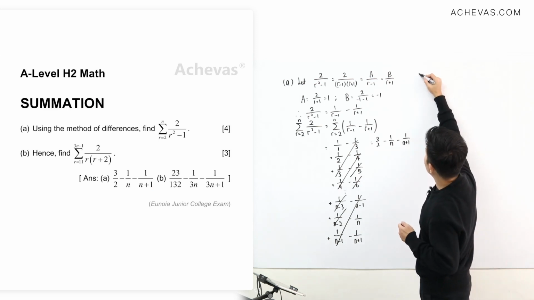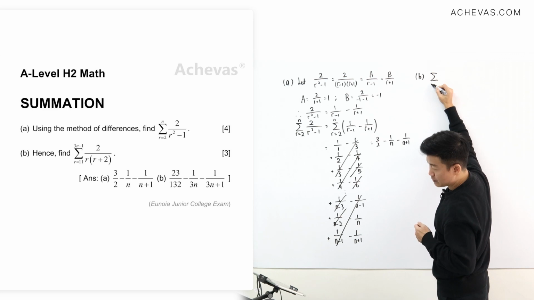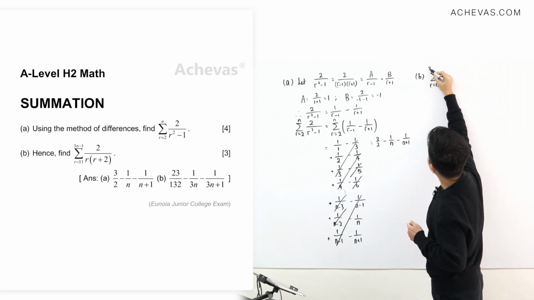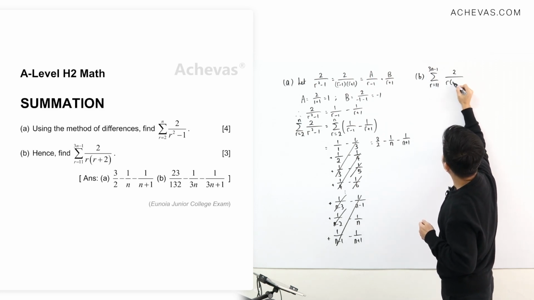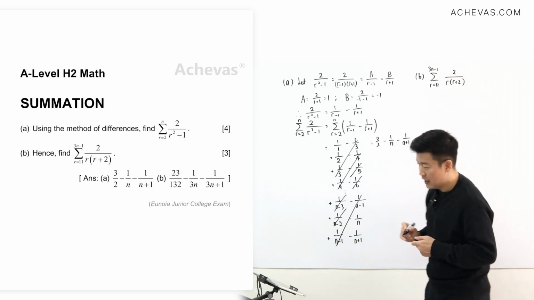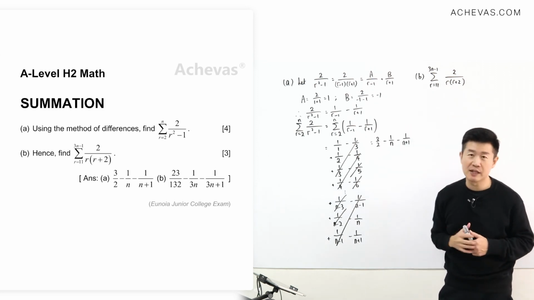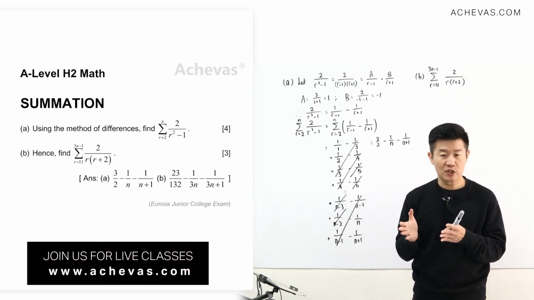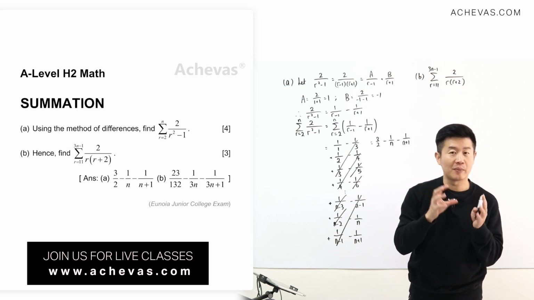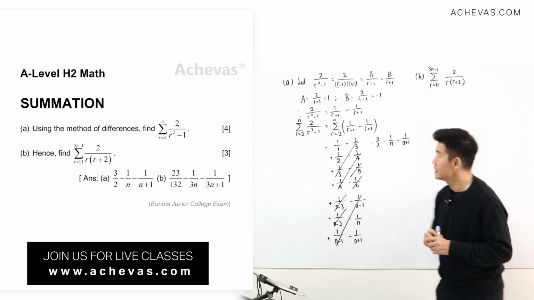Let's move on. Let's take a look at part B. Part B, we are supposed to evaluate the summation from r equals 11 all the way until 3n minus 1 of 2 over r plus 2. And in order for us to make use of the previous result to evaluate this, we are going to make use of what we have done on the Achevas TV, which is to replace r by r plus p. There's one process on the Achevas TV that talks about this.